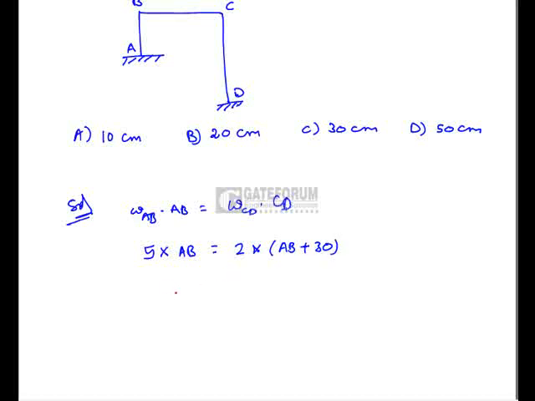So from this equation we can get the length of AB. So here AB is equal to 20 centimeters. From this equation, AB equal to 20 centimeters. In the option, the right option is B.